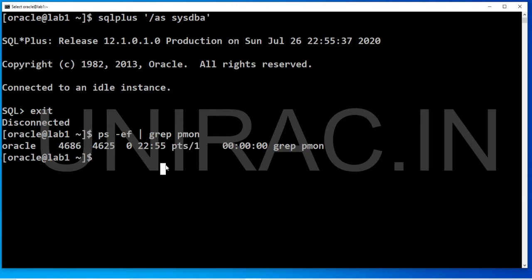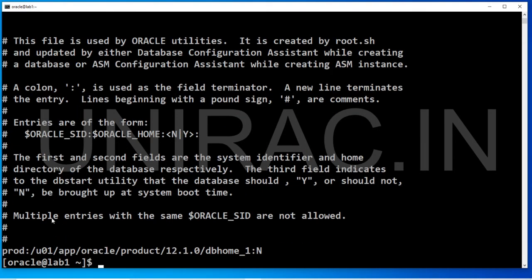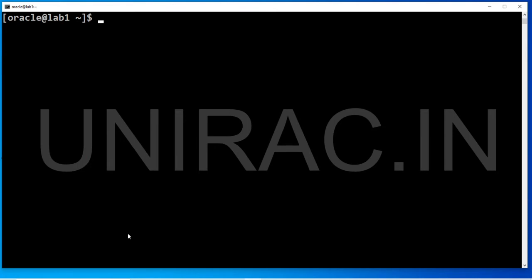And how many instances are there on the server? You can verify first from /etc/oratab. So we have only one database which we are trying to connect. Ensure that we are connected to the right database using the echo command. Verify always. So we have only one instance which is configured in the bash file with the prod SID.